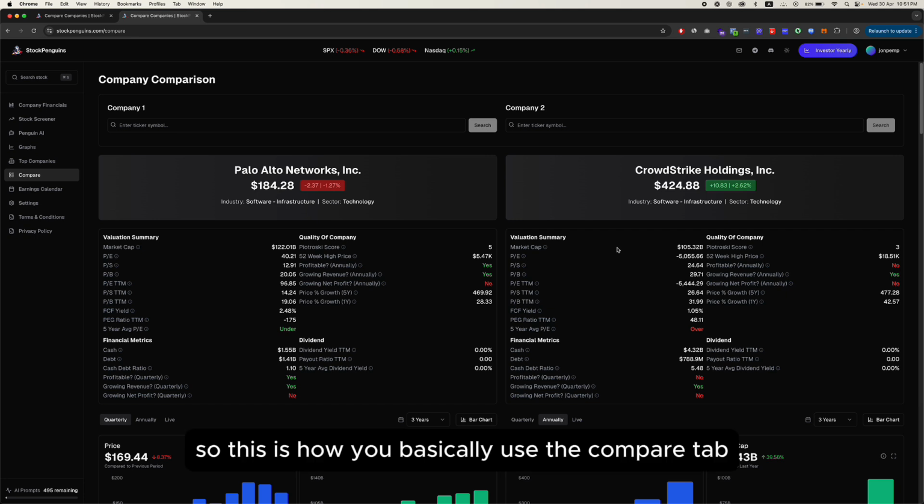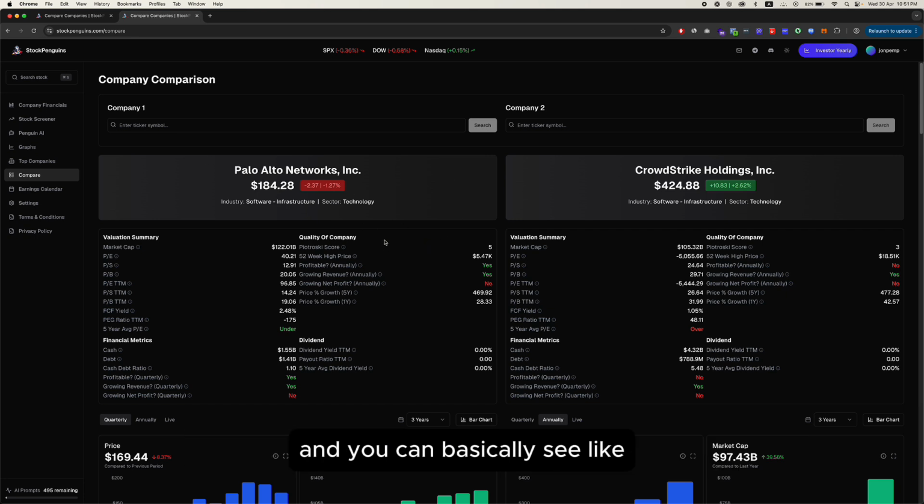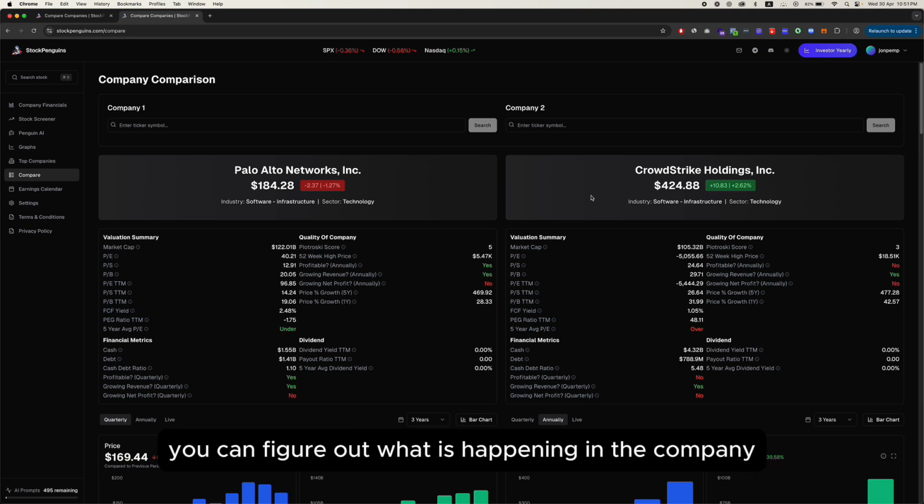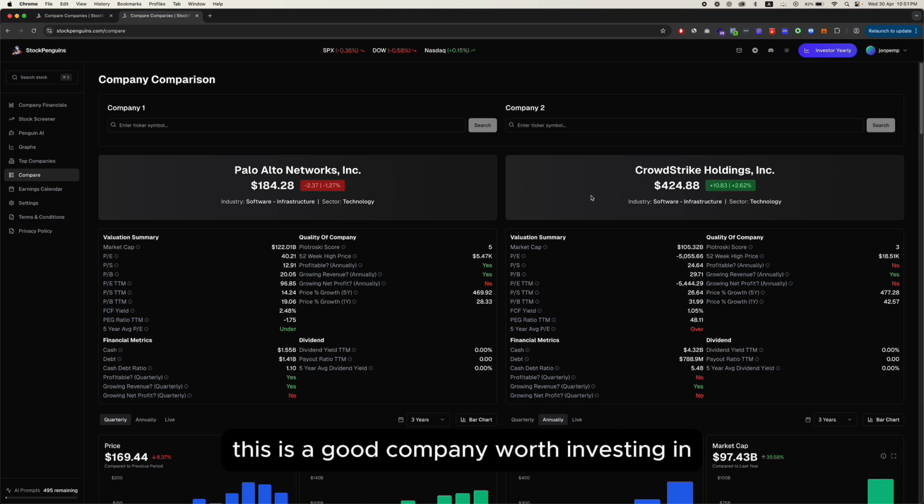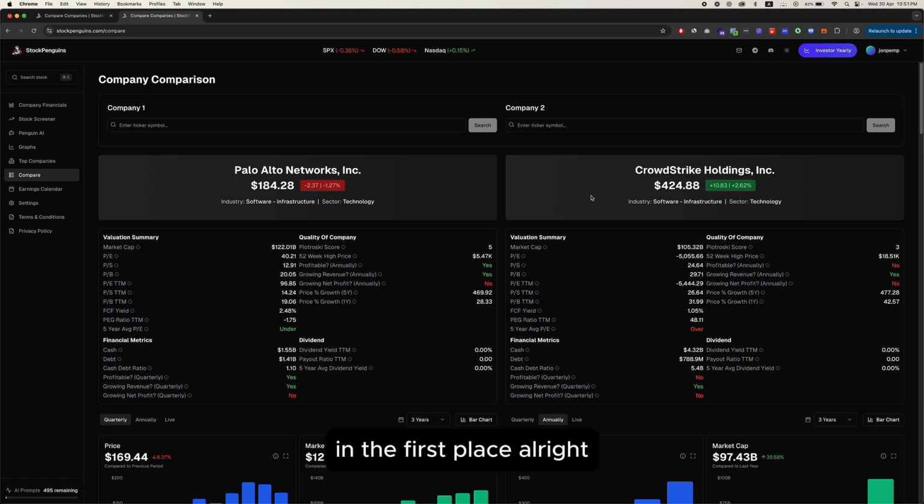All right. So this is how you basically use the compare tab, and you can basically see, just by comparing different companies, you can tell a story. You can figure out what is happening in the company and whether you can assess this is a good company worth investing in the first place. All right.